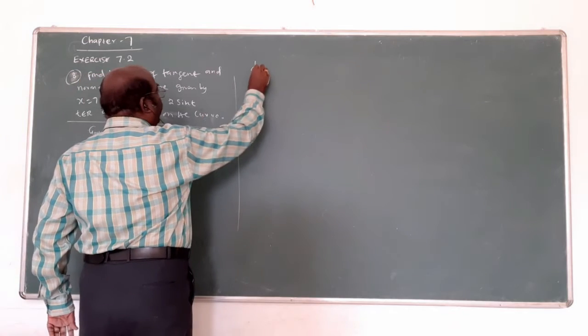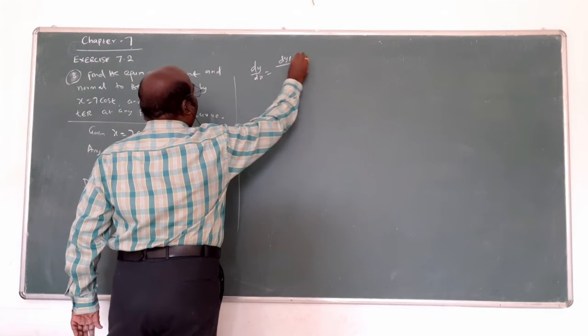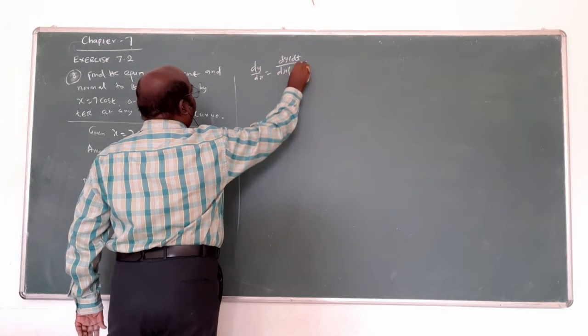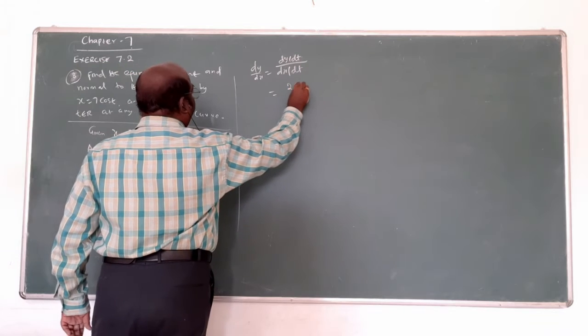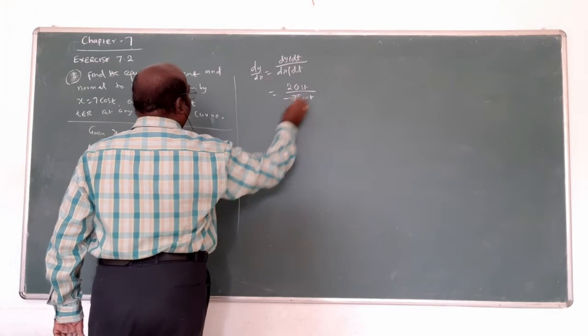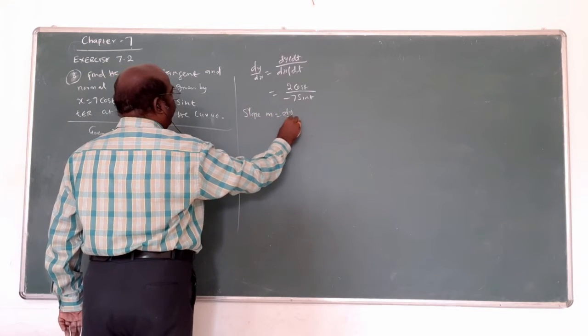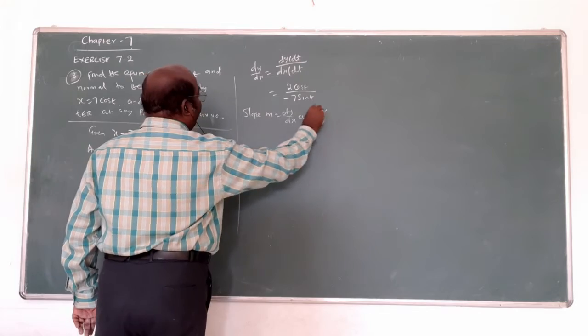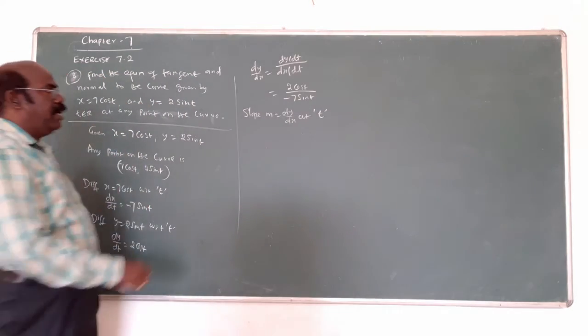But we want dy by dx. dy by dt divided by dx by dt equal to what? dy by dt is 2 cos t by minus 7 sin t. Therefore, slope m is equal to dy by dx at t. The t value is not given, it's up to t only. That is m.